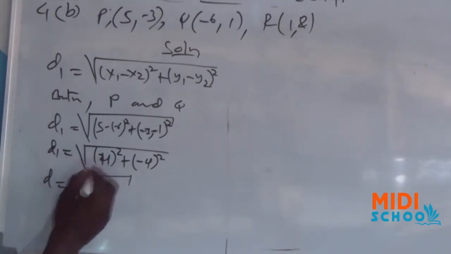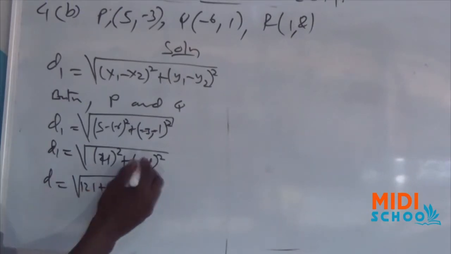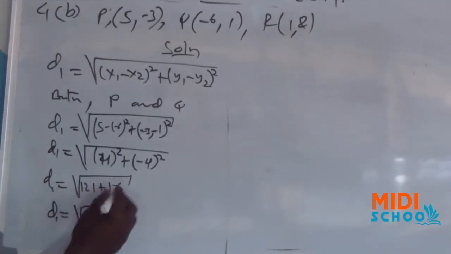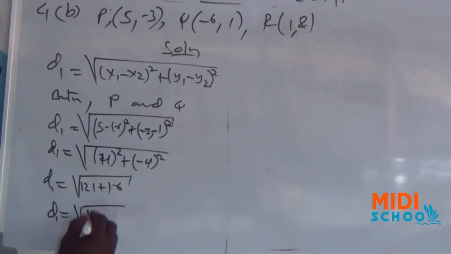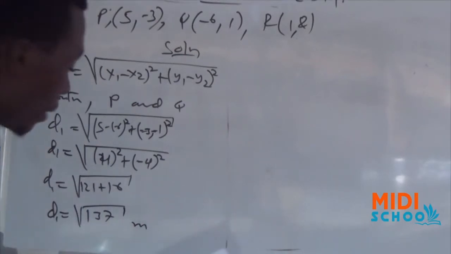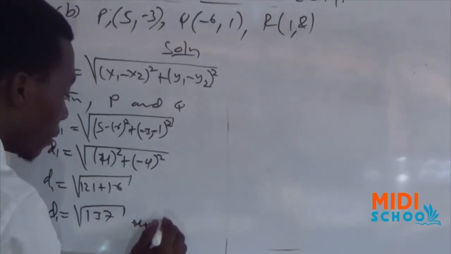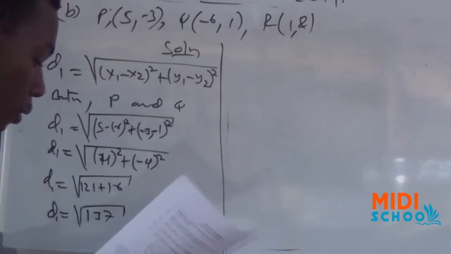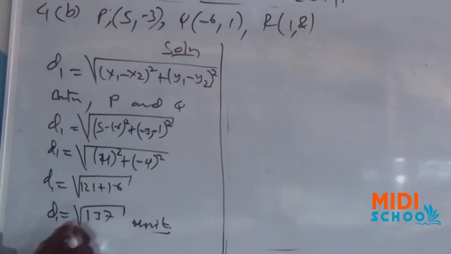Here we get 121 plus 16. So D1 is equal to the square root of 137. 137 units, since we are not given the actual unit. This is distance one.